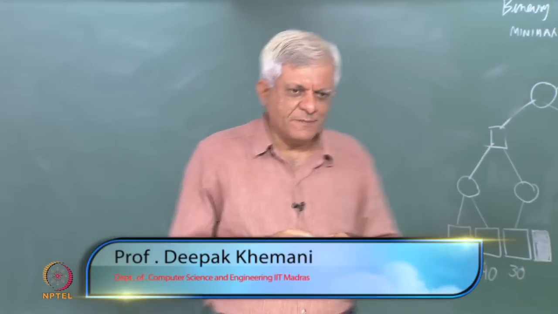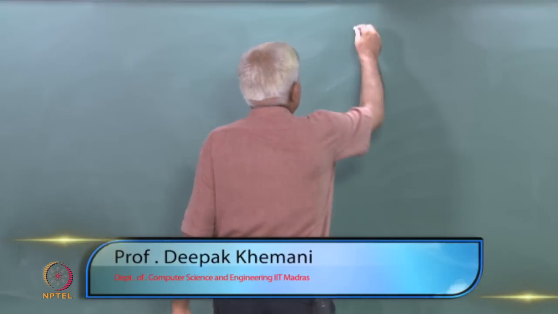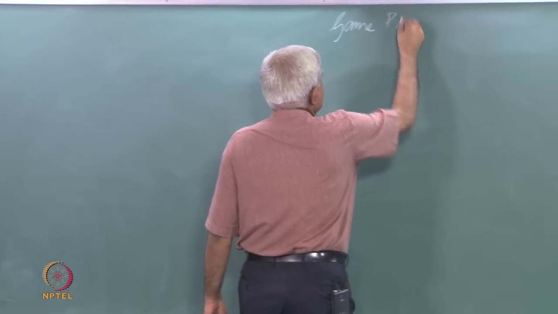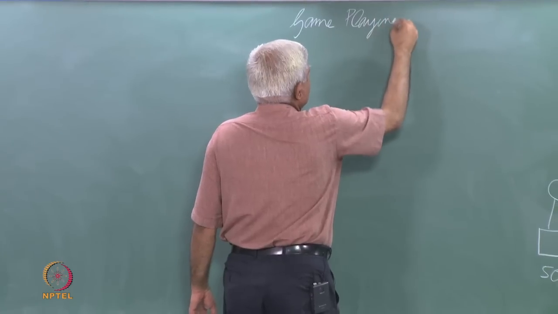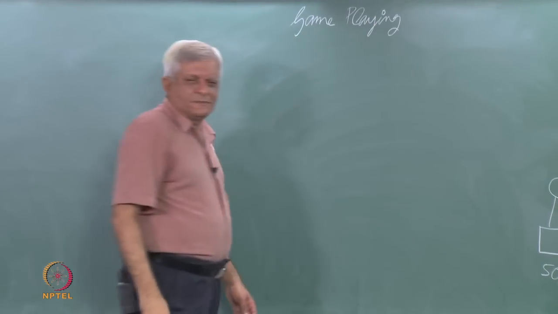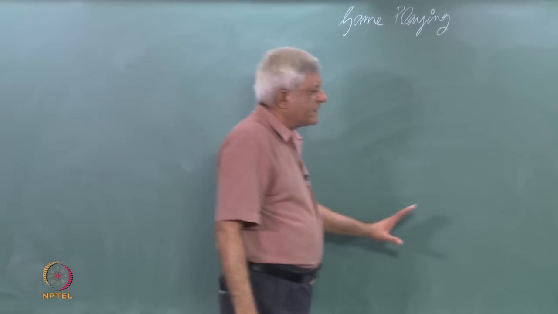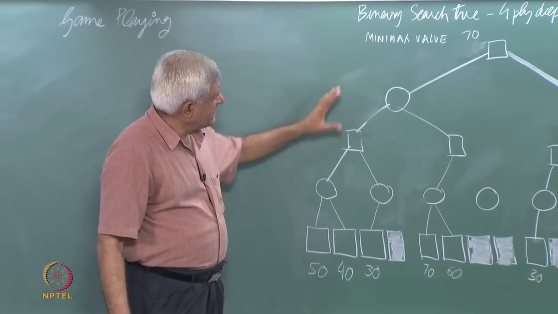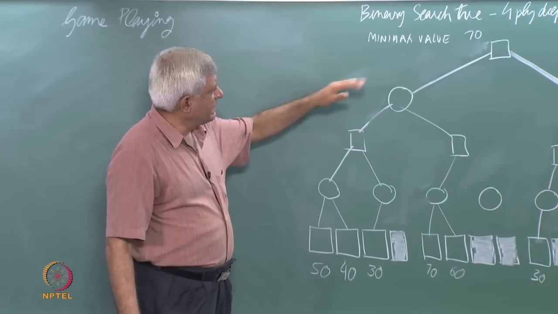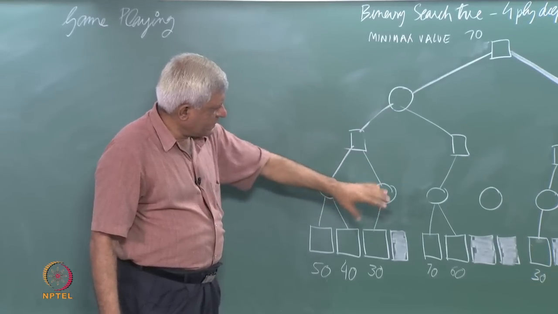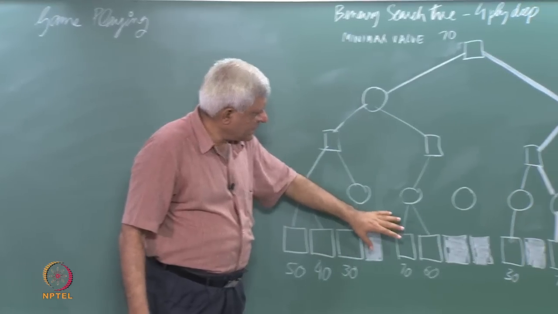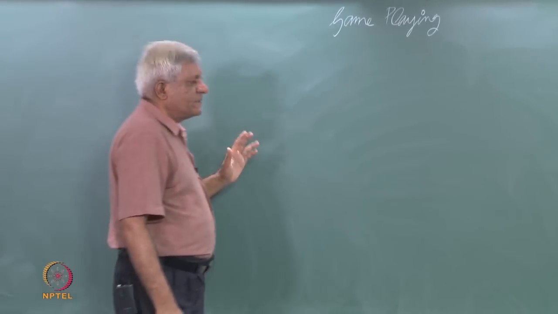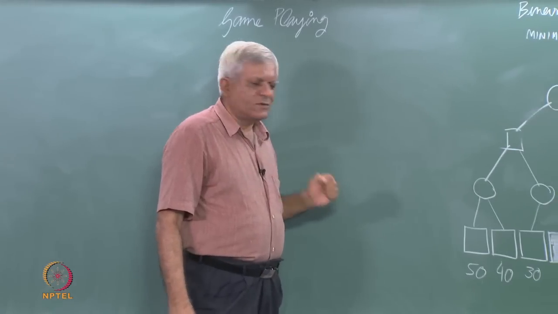So, we are looking at game playing algorithms, and we saw in the last class the alpha beta algorithm and the tree that was explored by alpha beta. It is a binary game tree with 4 ply deep, and those shaded nodes are the ones which alpha beta did not explore essentially.